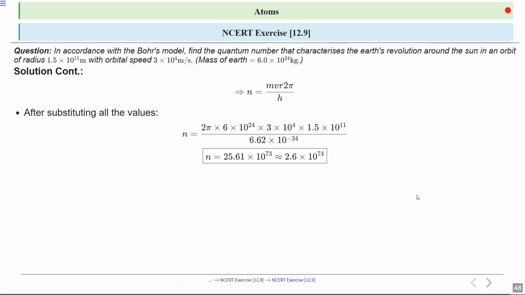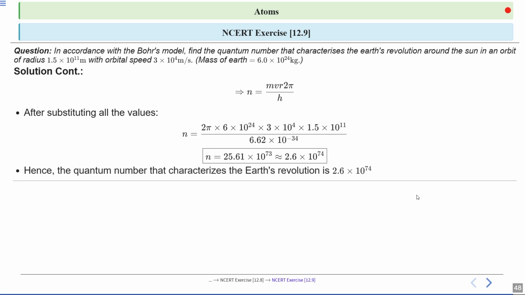When we calculate this, we find n equals 25.61 times 10 to the power 73, which we can round off to 2.6 times 10 to the power 74, which is an incredibly large quantum number, showing just how different atomic and planetary scales are. So the quantum number that characterizes the Earth's revolution around the Sun is approximately 2.6 times 10 to the power 74.